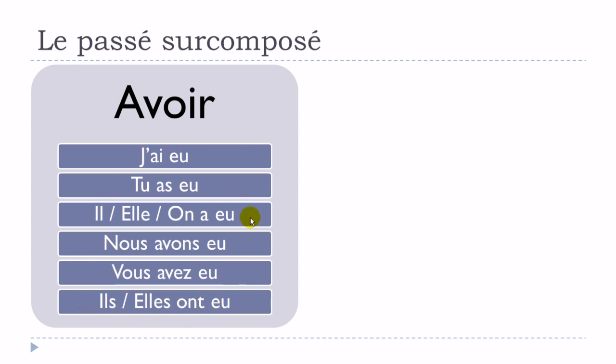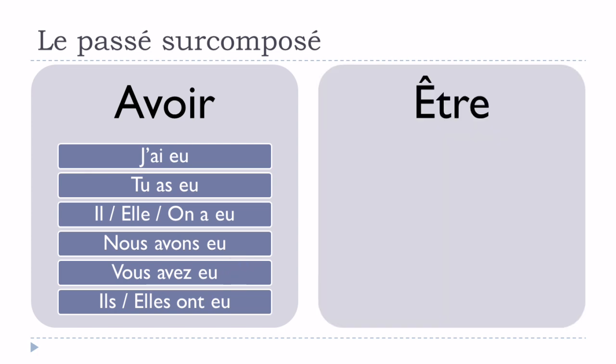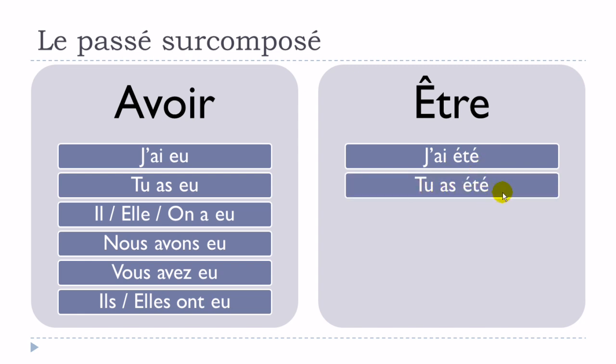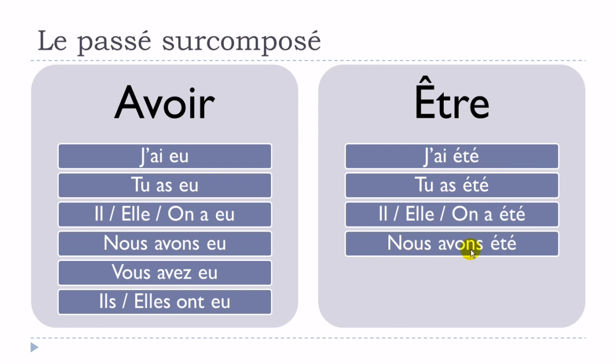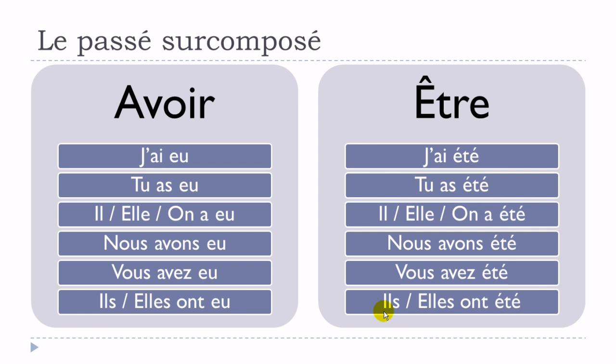Okay, so it will be our first part of this passé surcomposé, and then the second part will be être, in some cases, as we saw previously. And être goes like that: j'ai été, tu as été, il, elle, and then on a été, nous avons été, vous avez été, ils ont été, elles ont été. Okay, so same thing here. So it will be our first part for the exceptions that we saw previously.